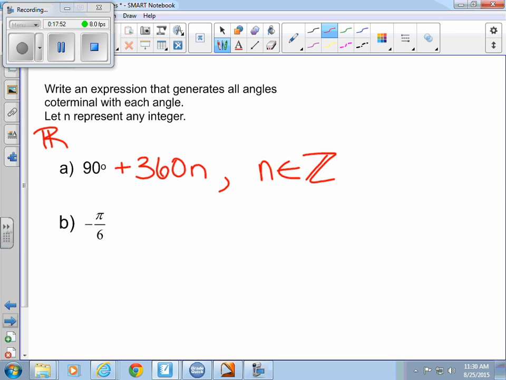Okay? How would I write this second one differently? Plus 2 pi. Good, you could do 12 pi over 6. 2 pi n. And again, n would be an integer. And if you forget that symbol, you could say n is an integer. That's exactly what we wrote.